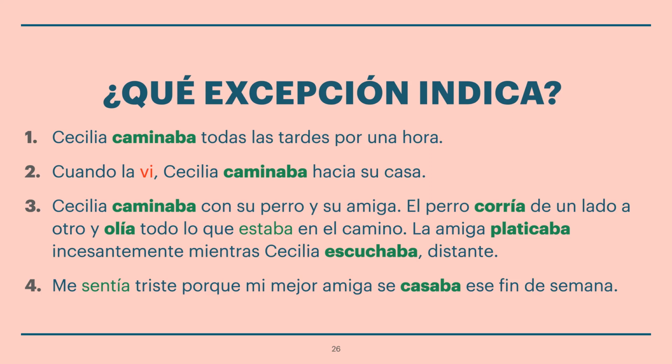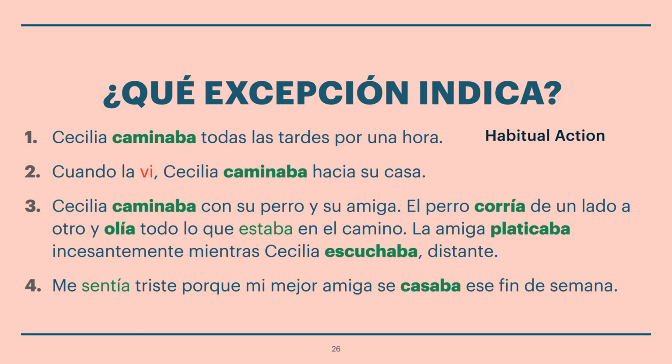Ok, muy bien, aquí están las 4 oraciones que le dieron. Vamos a hablar. Cecilia caminaba todas las tardes por 1 hora. Caminar es un verbo de acción, pero lo tenemos aquí en el imperfecto because it's a habitual action. Okay? So it usually would be in the preterite because it's an action verb, pero aquí lo tenemos en el imperfecto because it's a habitual action.